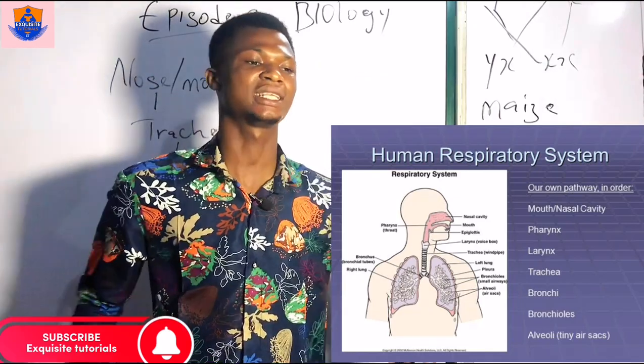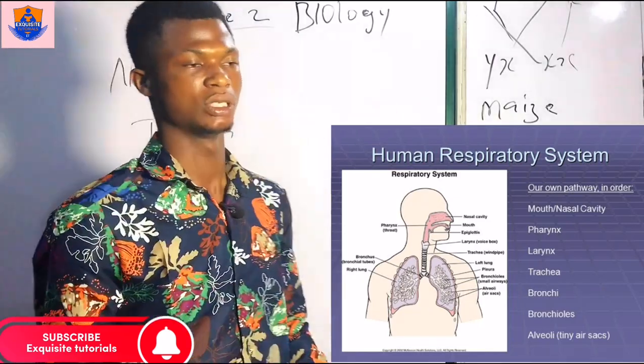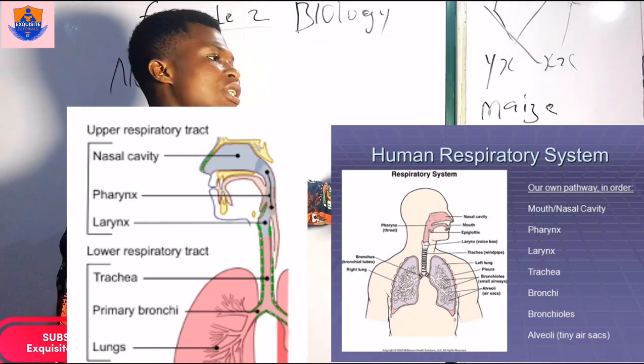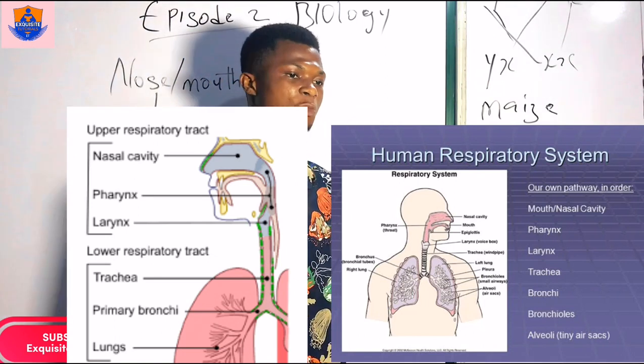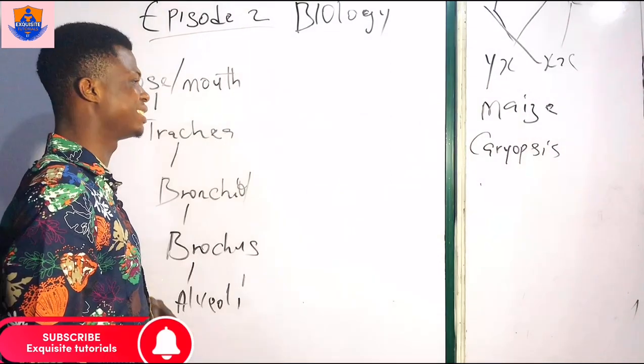Alveoli is located in the lungs. The alveoli is the site of oxygen respiration in your lungs. So the last part of respiration in your lungs is the alveoli.